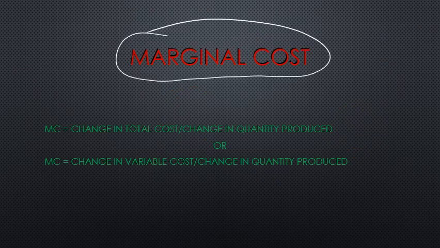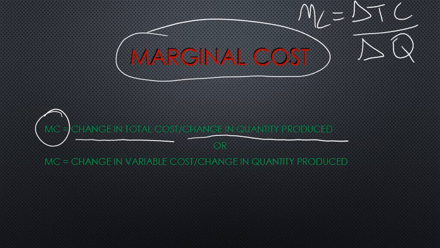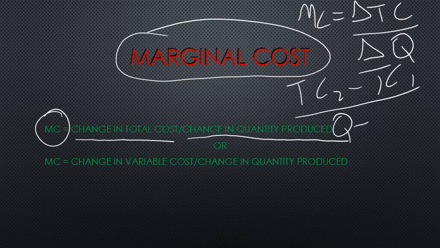Marginal cost, probably the most important per unit cost. So here, what we're calculating is, well, there are two equations here, right? First one, change in total cost divided by the change in quantity produced. So MC is equal to delta TC divided by delta quantity. Another way put, TC2 minus TC1 divided by Q2 minus Q1 over and over and over again.